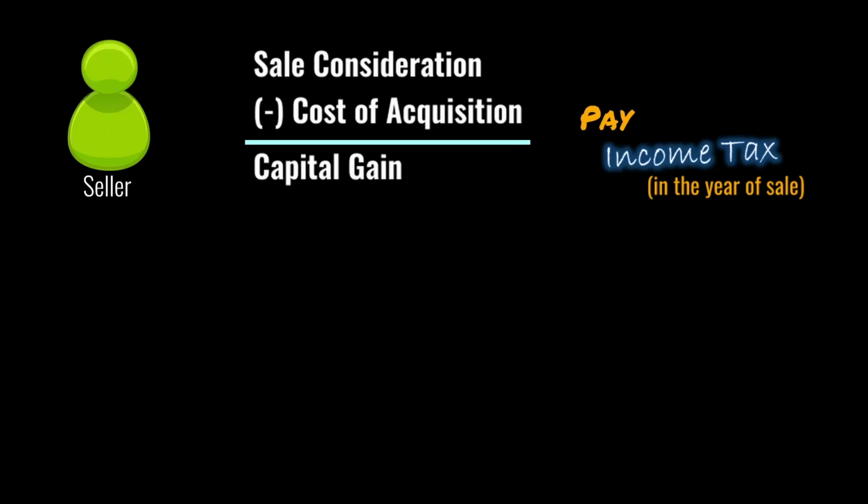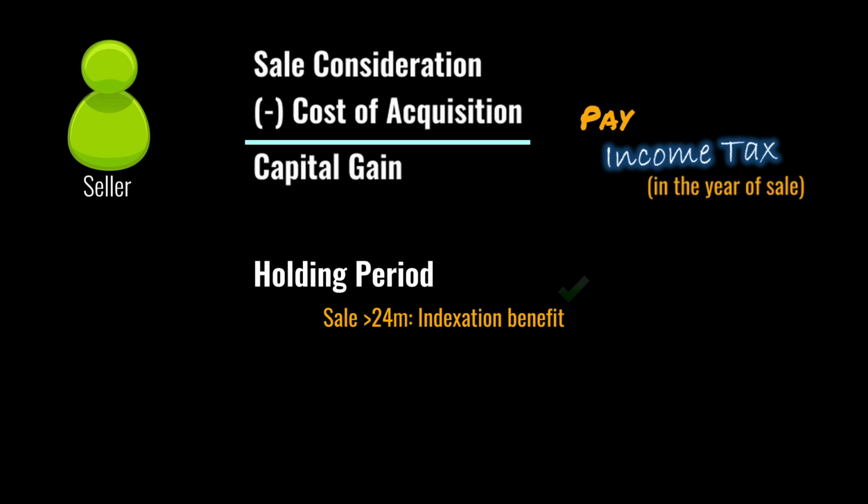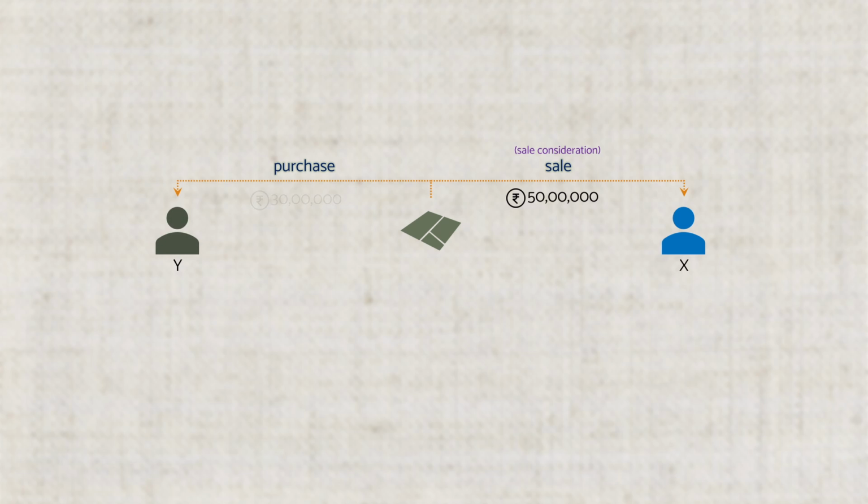Another important thing to remember is the holding period. If you sell this property after 24 months from the date of purchase, then you can adjust the cost of acquisition for inflation. That is indexed cost of acquisition. To have a better understanding of this, let's consider a scenario. Let's say here is your land which you have sold to some person for, say, rupees 50 lakh, that is your sale consideration. Let's say you had purchased this land from some other person for 30 lakh, that is your cost of acquisition. So the difference between these two, that is rupees 20 lakh, would be your capital gain.